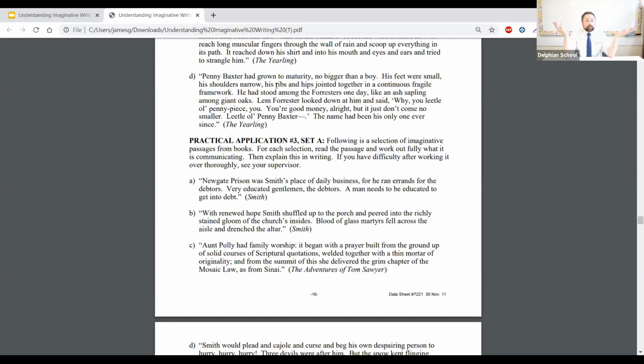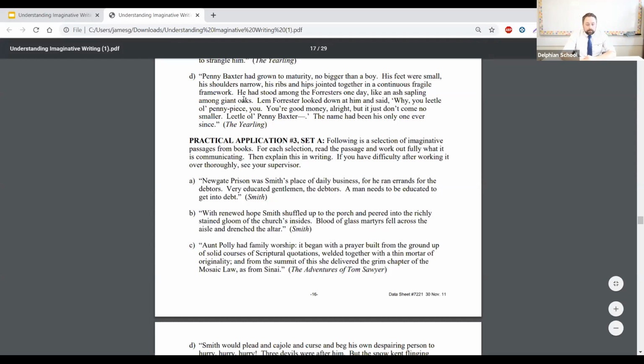I'm already, just from the plain writing, getting a pretty good imaginative idea of what they're saying about this character. But here's the first piece of one of the types of imaginative writing that we were going over. "He had stood among the foresters one day, like an ash sapling among giant oaks."